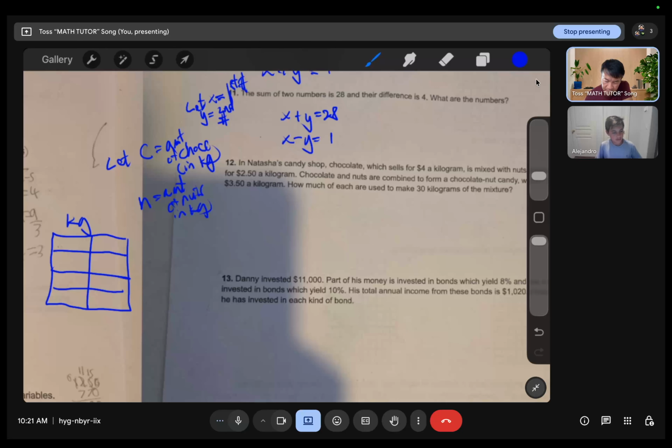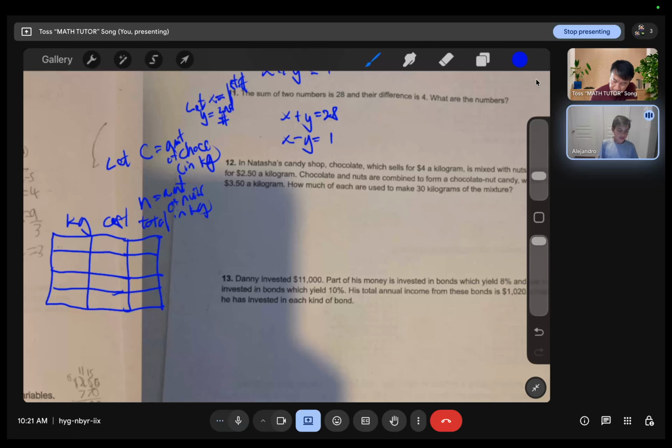I want kg for one column, and the other one is cost. Is that what you mean? Yeah, but then there's another column for the total cost. Okay, I remember the total. Got it. How many rows do we need? We need three: for the chocolate, the nuts, and then the mixture.